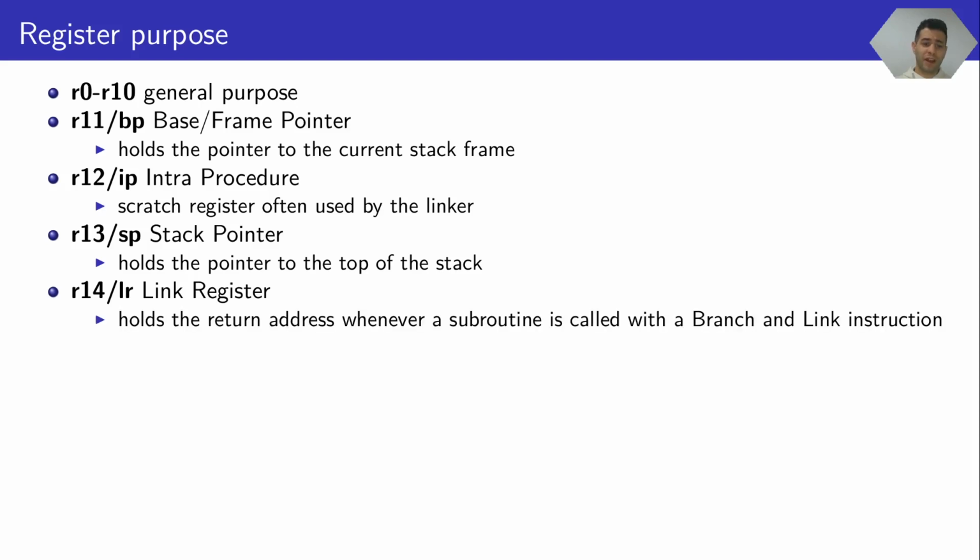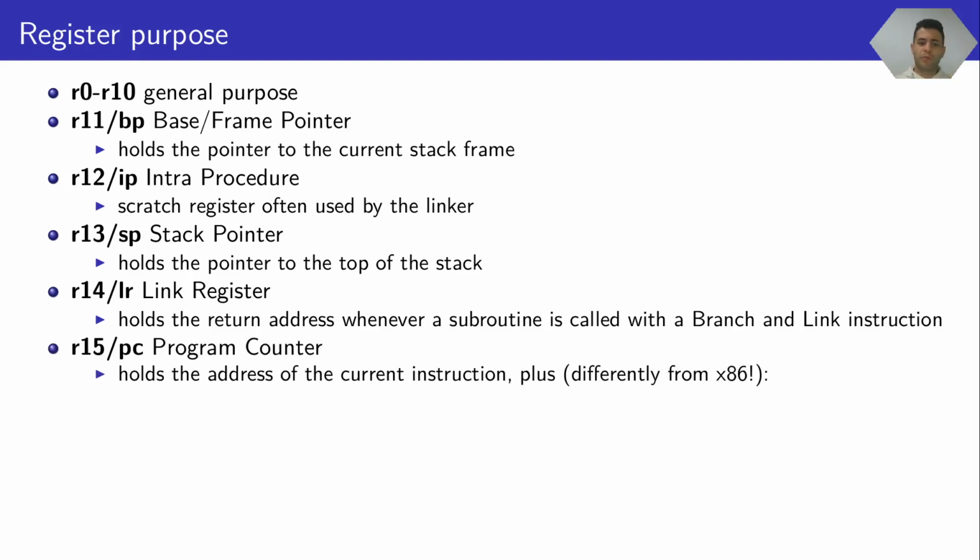Then we have the link register, and this is a very particular register. You don't have this in x86. This register is responsible for storing the return address whenever you use the branch with link instruction. Automatically, the address of the next instruction is saved to the link register.